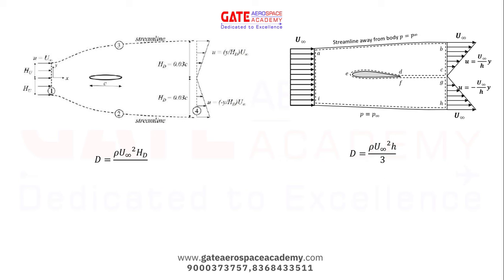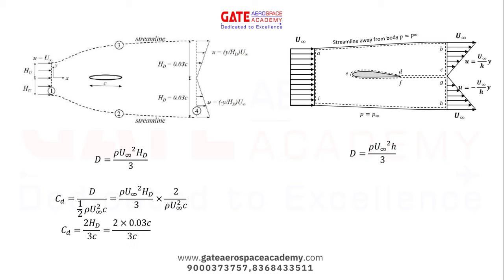upon 3, right? So CD is equal to D divided by half rho u infinity square into C. So that is equal to rho u infinity square HD divided by 3 into 2 divided by rho u infinity square into C. So we got CD is equal to 2HD divided by 3C. So HD is 0.03C. We can substitute. So we get 0.02, right?